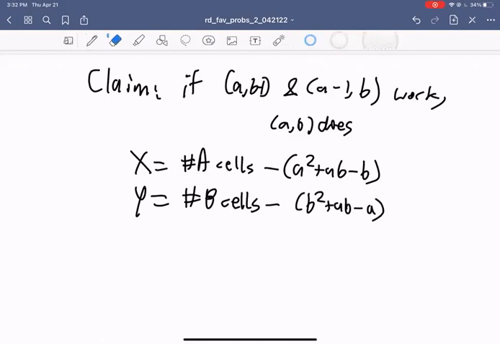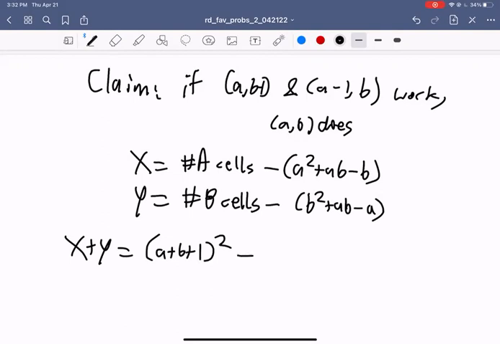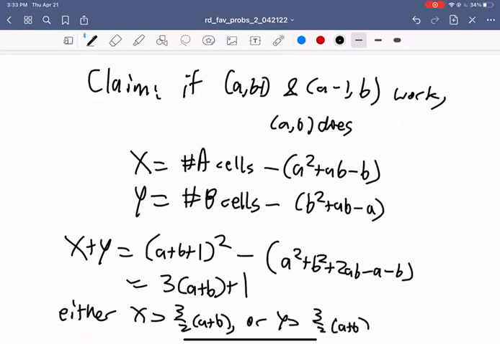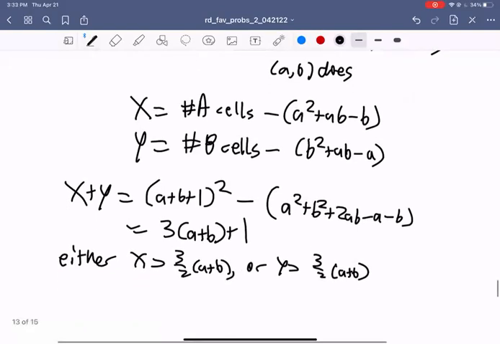And we know that x plus y is equal to A plus B plus 1 squared, which is the total amount of cells, minus the sum of these two, which is A squared plus B squared plus 2AB minus A minus B. And this evaluates to 3A plus B plus 1. By the pigeonhole principle, we have that either x is greater than 3 halves A plus B, or y is greater than 3 halves A plus B. And because these are symmetric, we can just assume x.